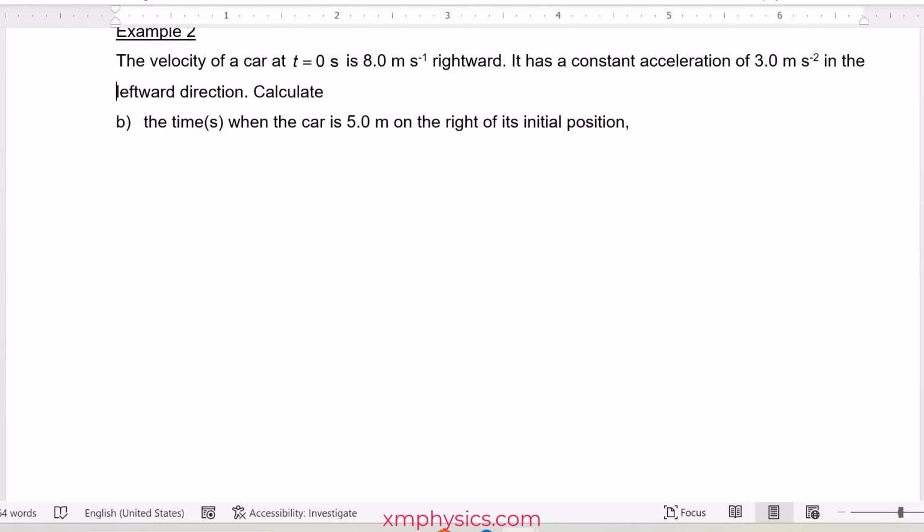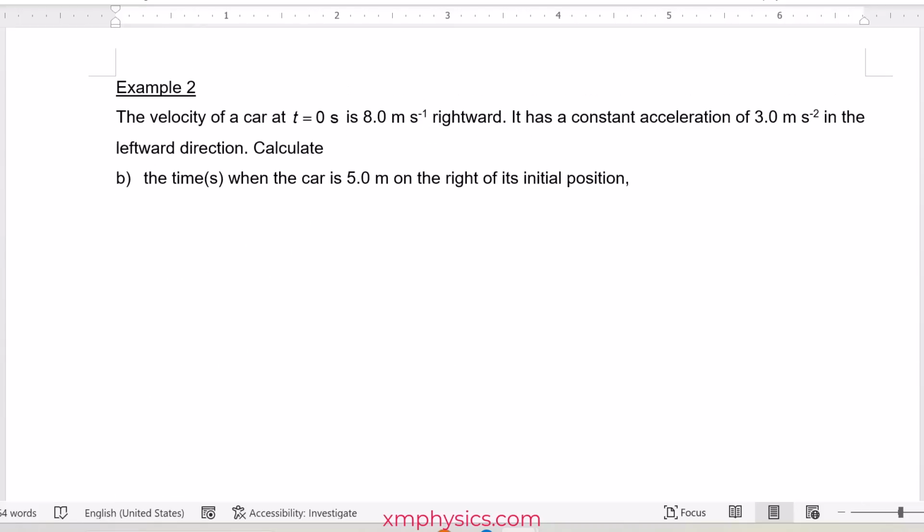Okay, let's do the next one. This time round, we are asked to calculate the time when the car is at 5 meters on the right. So the 5 meters actually corresponds to a displacement of positive 5.0 meters, because we are taking rightward as the positive sign convention.